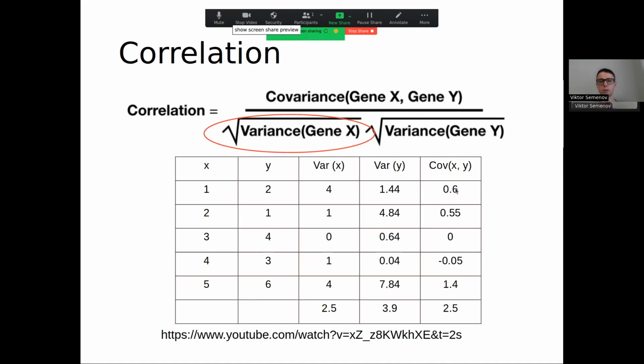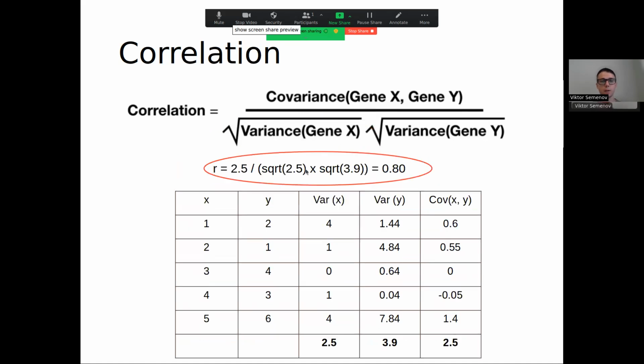I hope that you will believe me that when we subtract 1 from 3 and multiply it by 2 minus the mean for y, we get 0.6. The same procedure is applied here. So we multiply and divide by 4, and we get the number of 2.5. So we have all the necessary elements for this formula of the correlation coefficient. We have the covariance, we have the variance of x, we have the variance for y. So let's do the math.